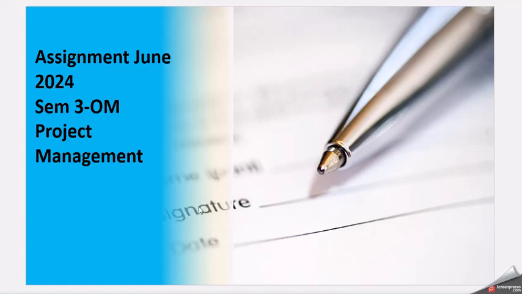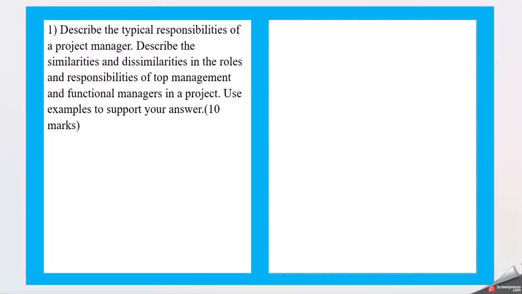This is for the assignment cycle June 2024, semester 3, operations management is the stream. Subject is project management. Let's move on with the first question. Describe the typical responsibilities of a project manager. Describe the similarities and dissimilarities in the roles and responsibilities of top management and functional managers in a project. Use examples to support your answers.